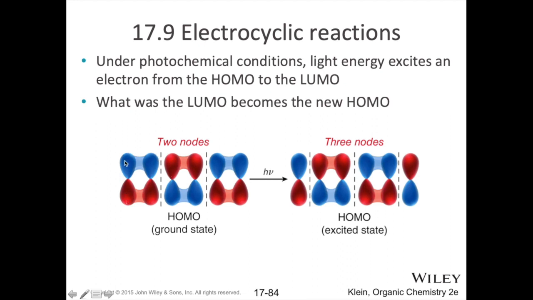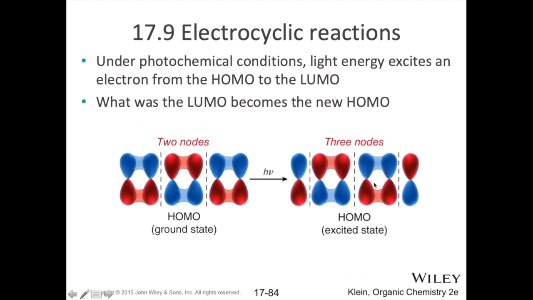Where this outside carbon and this outside carbon were in the same phase. But if we shine light on this and we excite this, we go to the next molecular orbital, which was previously unoccupied. It now becomes occupied. One electron gets bumped up into that orbital, and it becomes the new HOMO.